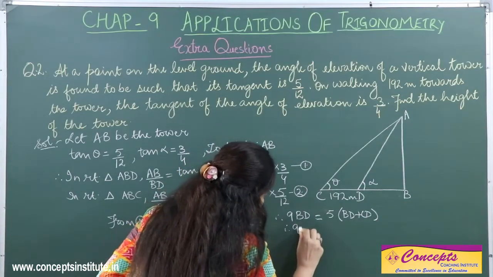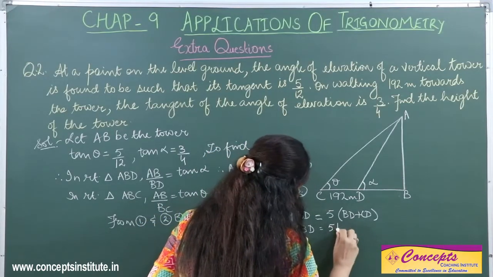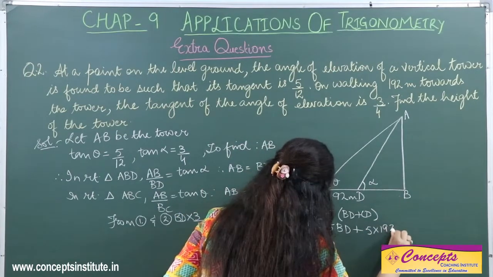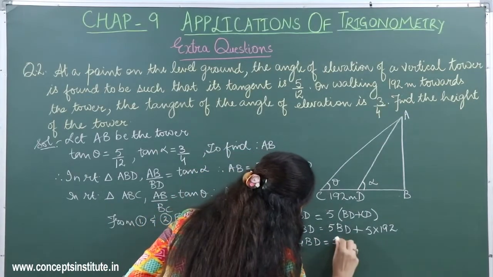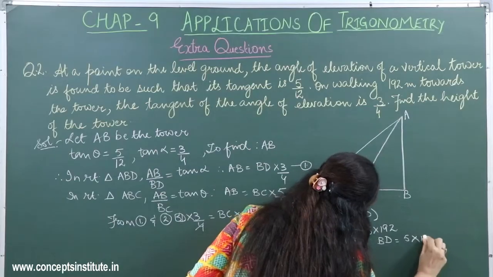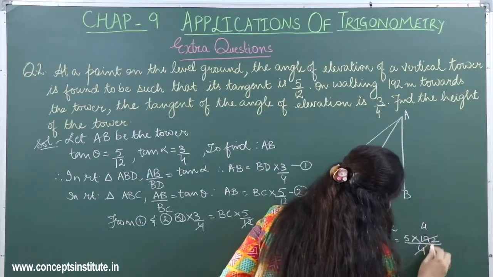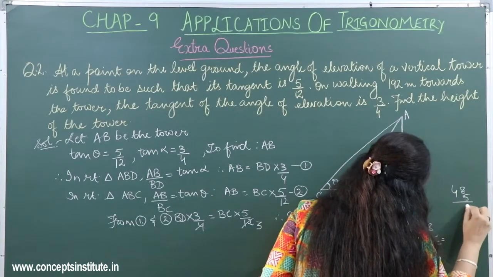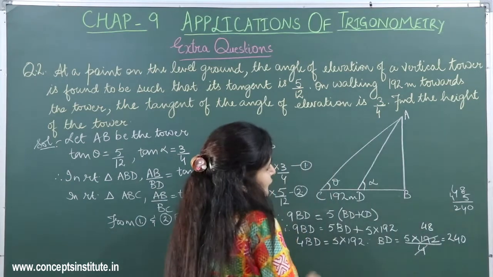So therefore 9 times BD equals 5 times BD, and what is 5 times CD? That means 5 into 192, right? So it would be 4 times BD equals 5 into 192. So what would be BD? 5 into 192 upon 4. 4 4s are 16 and 4 8s are 32. So what do I get? 48 into 5. 5 8s are 40, 5 4s are 20, 240. So BD has come out to be 240.